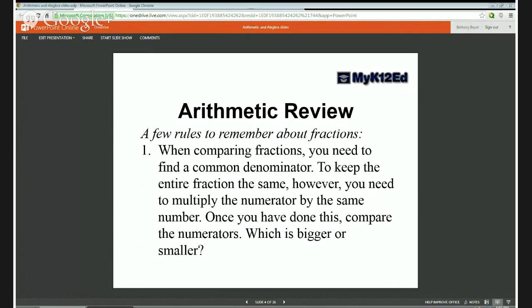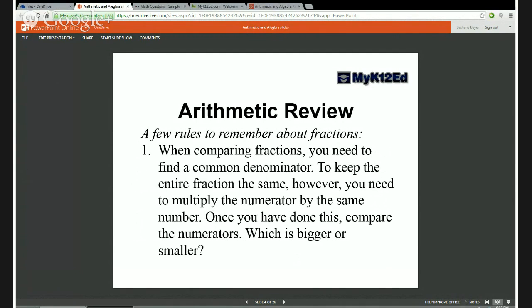So the first thing we want to talk about is when comparing fractions, you need to find a common denominator. You cannot compare 1/2 to 1/4. They need to be both a 4 in the denominator or a 2 in the denominator. So to keep the entire fraction the same, however, you need to multiply the numerator by the same number. So if we change the denominator, we always have to change the numerator too. So once you have done this, you can compare the numerators, which is bigger or smaller.